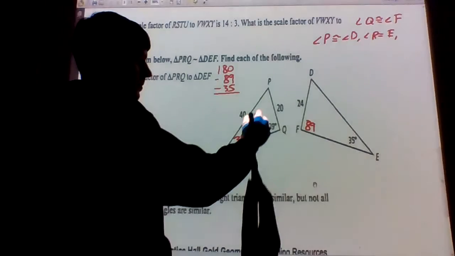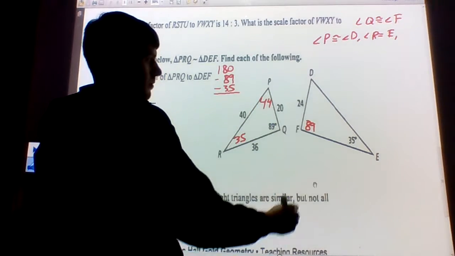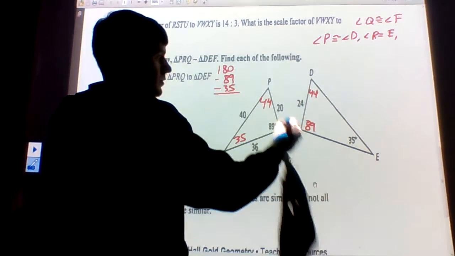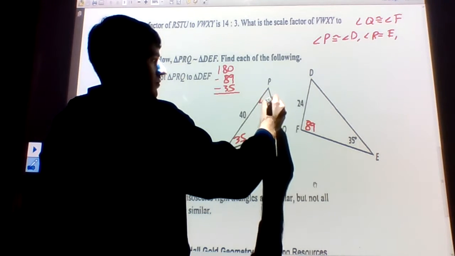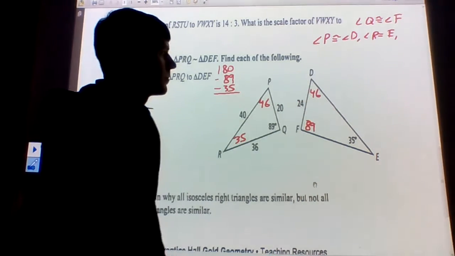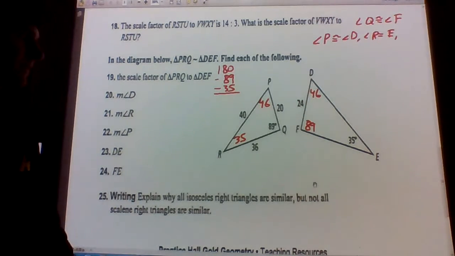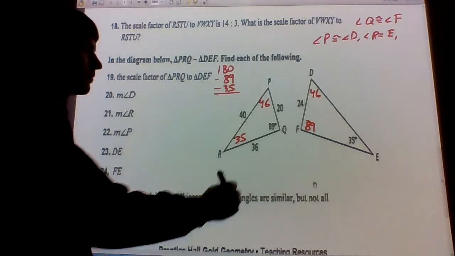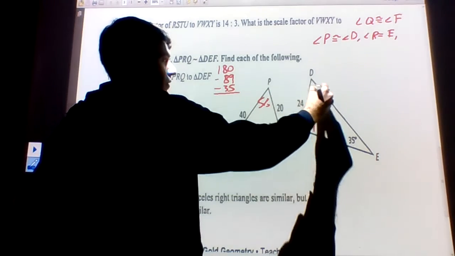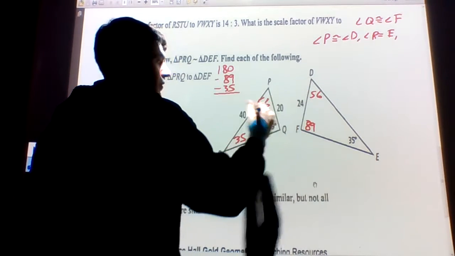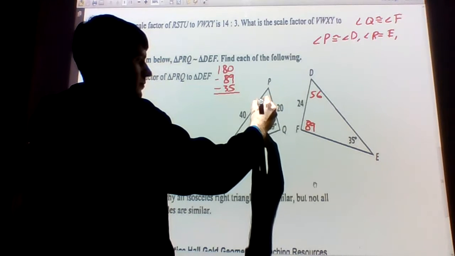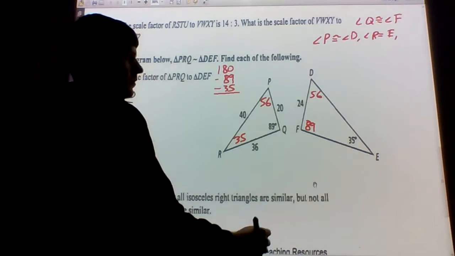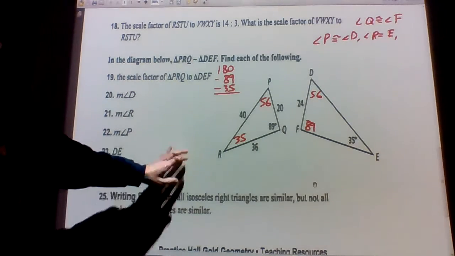which is 56. Okay, so those three angles are good.